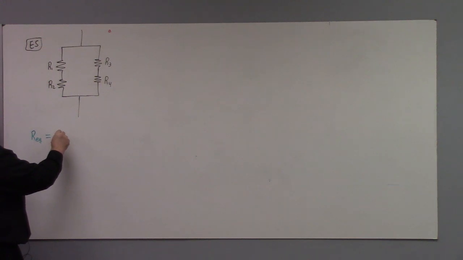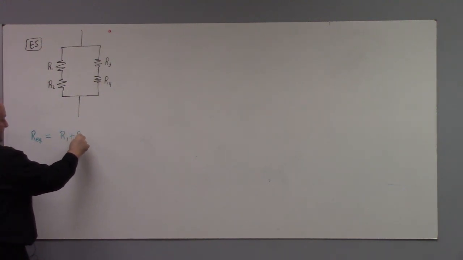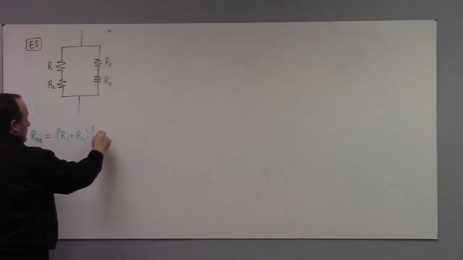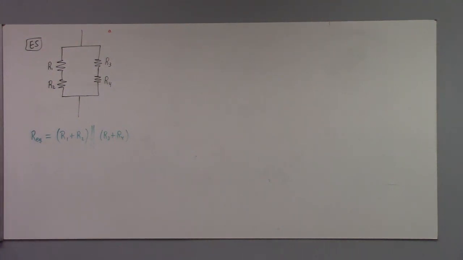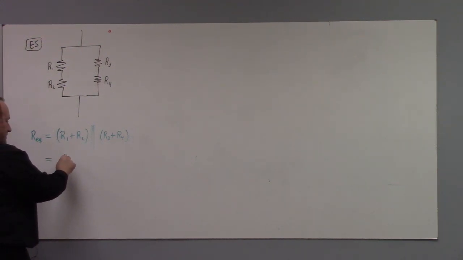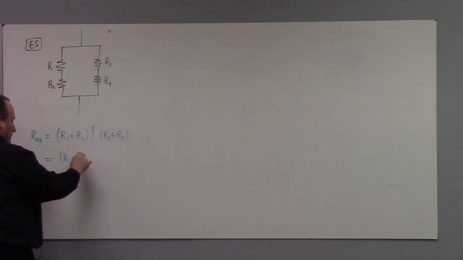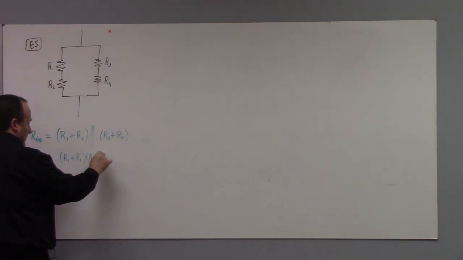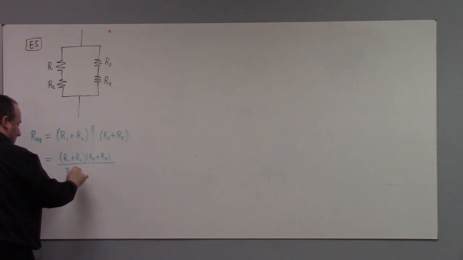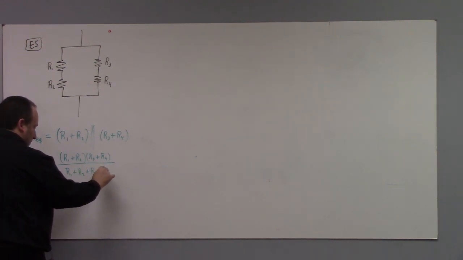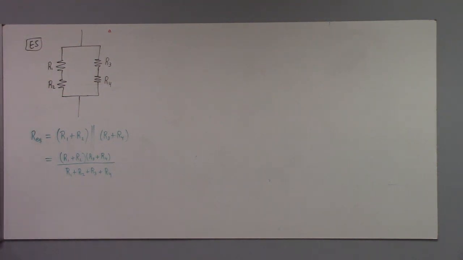We do R1 plus R2, that series combination, right? Paralleled with R3 plus R4. If you'll allow me this notation. It's probably bad mathematics, but forgive me. This would be what then? We take the product, R1 plus R2 times R3 plus R4, and divide by the sum of the resistances. Hey, that's kind of cool.